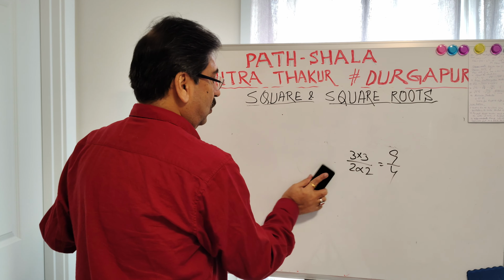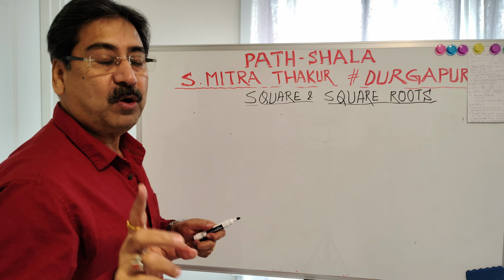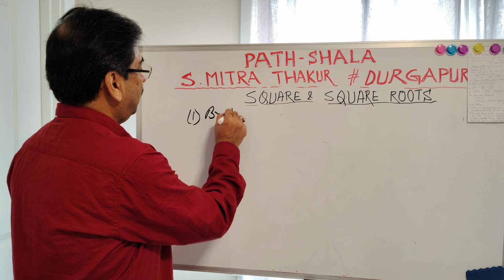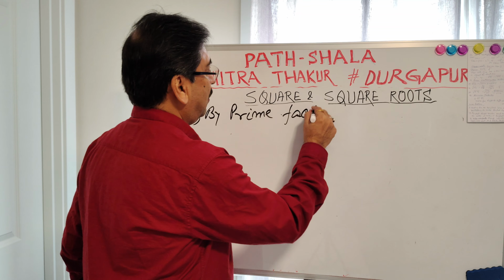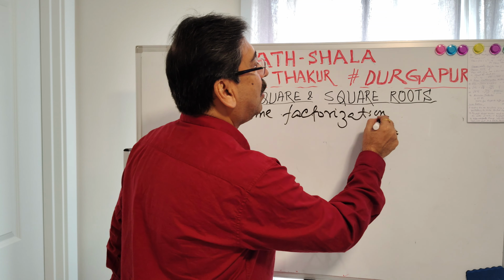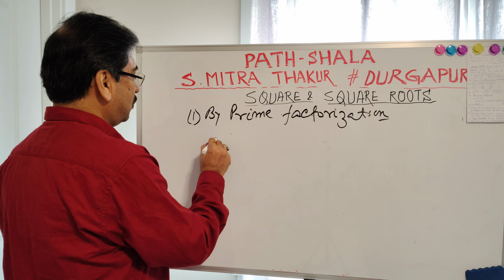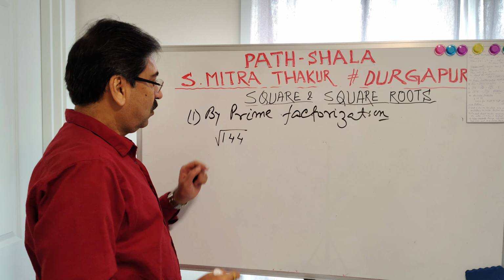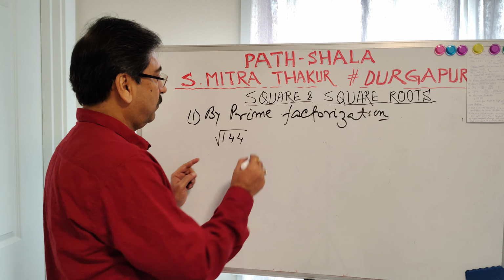But how will we do the square root? To do the square root, there are two processes. The first process is by prime factorization. I will show by prime factorization. This is the square root of 144. How will it go? I will see what the prime factors of 144 are.